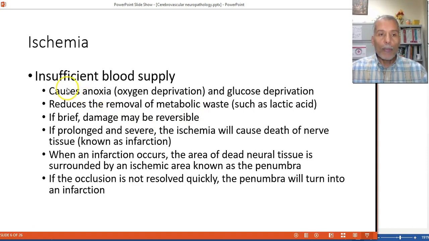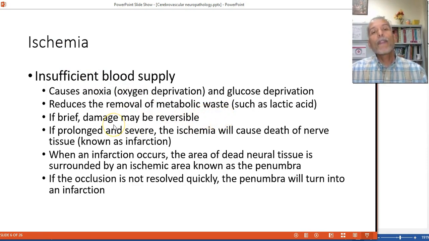So one major effect of ischemia, or insufficient blood supply, is anoxia. The second one is the inability of the brain tissue in that location to remove metabolic waste. So it is two things. You have to keep cleaning up the waste and at the same time getting the nutrition, but in a case of ischemia, you cannot do either.